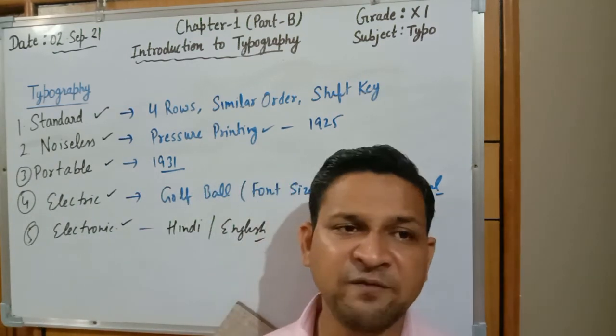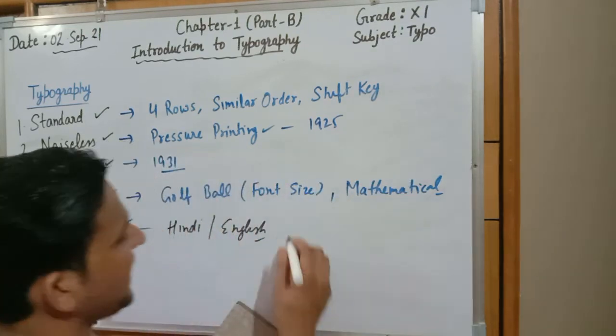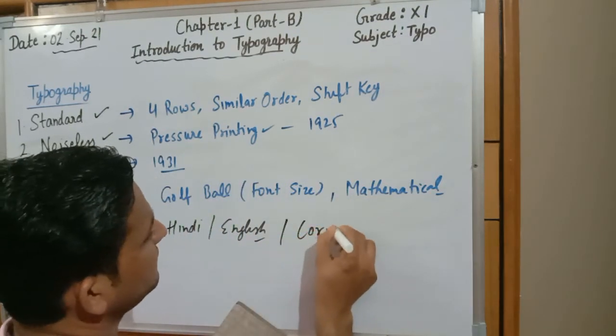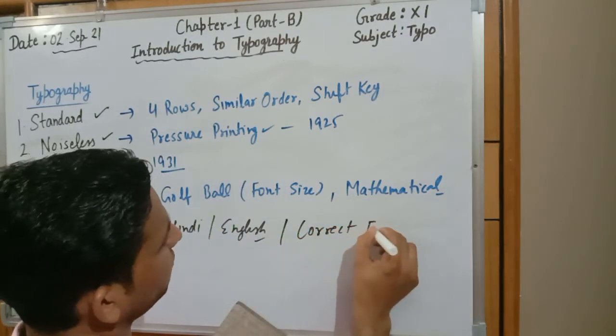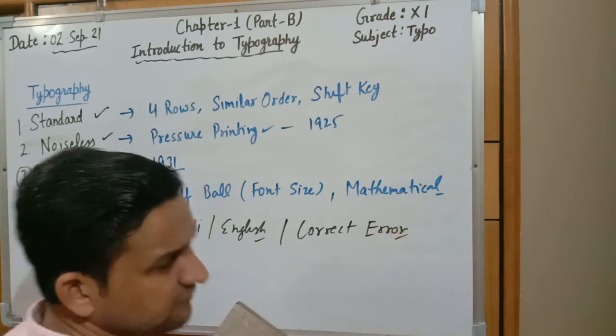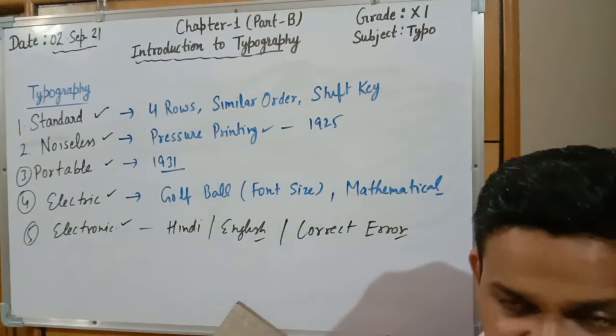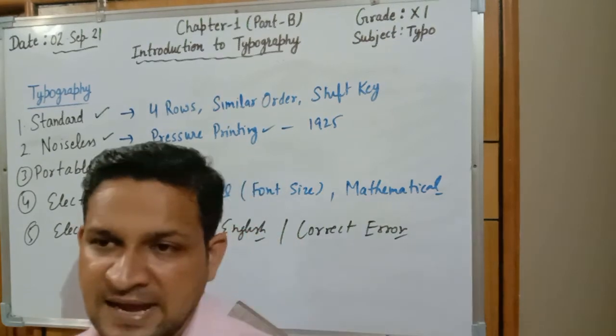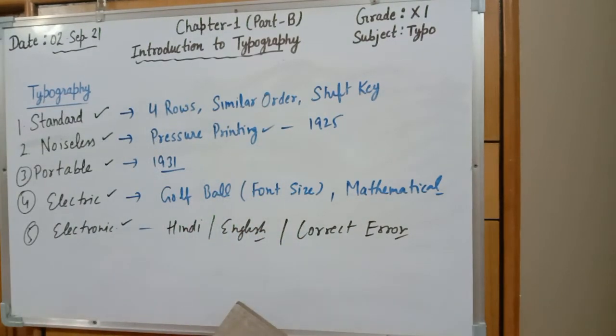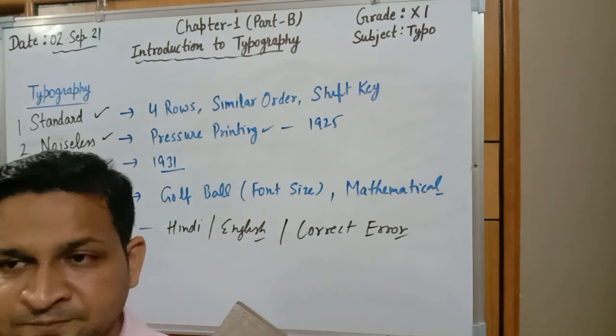And the major point, we can also correct the errors on one paper at one time. So it will also help to correct the errors. We can delete it, we can edit it very easily. These are some major features of the electronic typewriter. So it is all about typewriter technology and different types of typewriters.